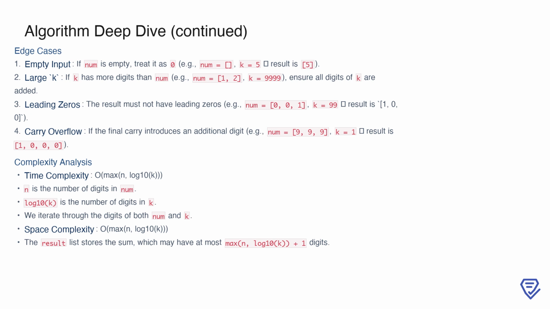Regarding complexity, the time complexity of the algorithm is O(max(n, log10 k)), where n is the number of digits in number and log10 k is the number of digits in k. This is because we iterate through the digits of both numbers. The space complexity is also O(max(n, log10 k)), as the result list stores at most one additional digit beyond the longer of the two inputs.